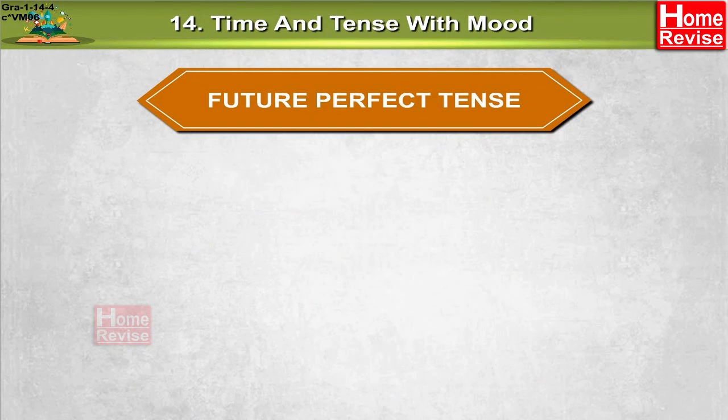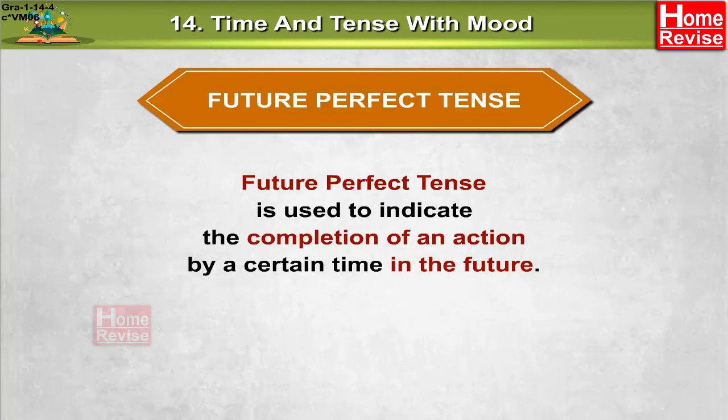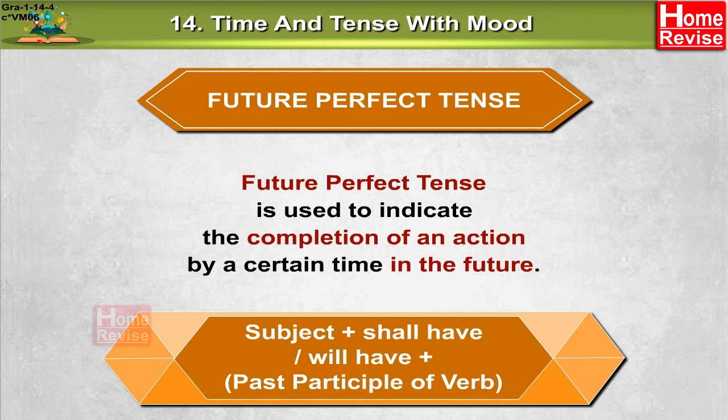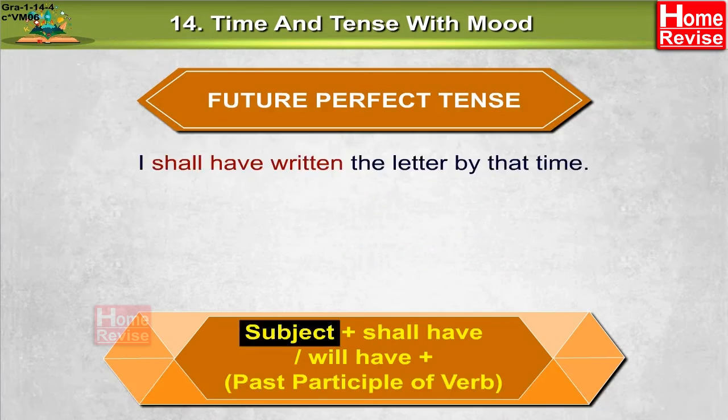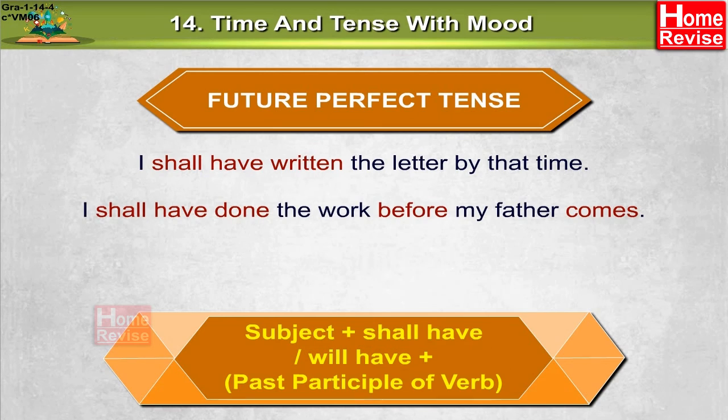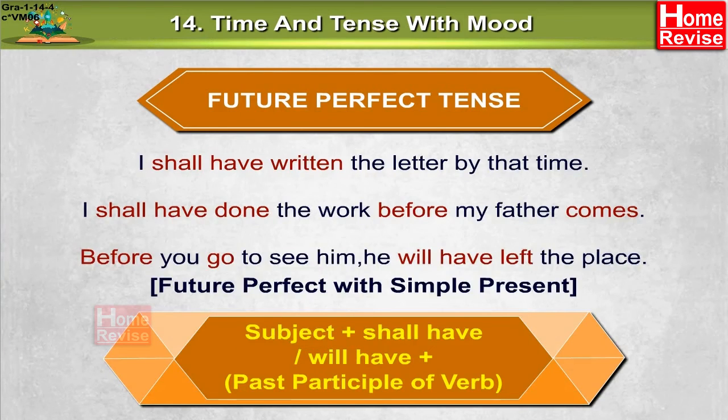Future perfect tense. Future perfect tense is used to indicate the completion of an action by a certain time in the future. Subject plus shall have or will have plus past participle of verb. I shall have written the letter by that time. I shall have done the work before my father comes. Before you go to see him, he will have left the place. Future perfect with simple present.